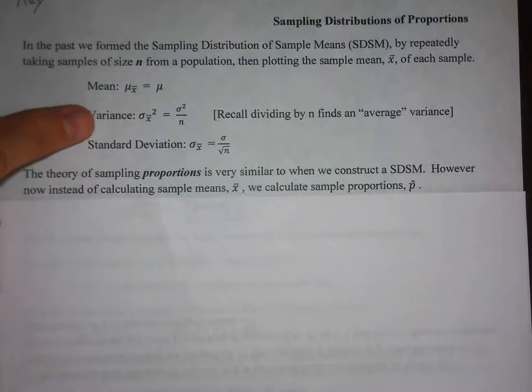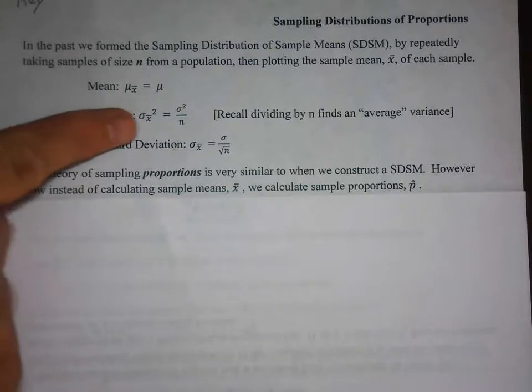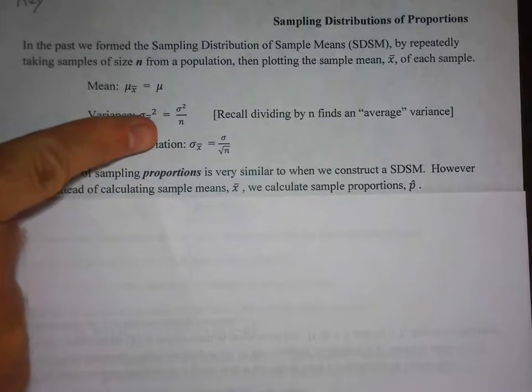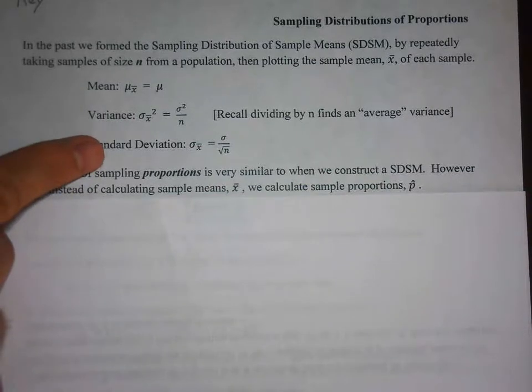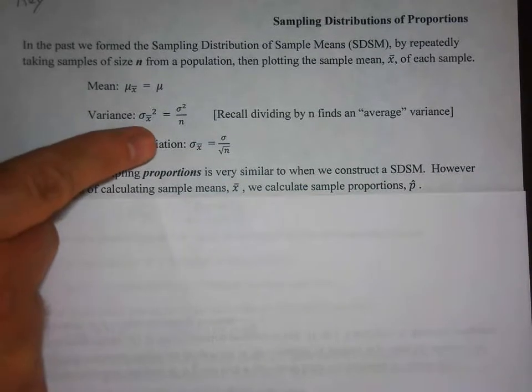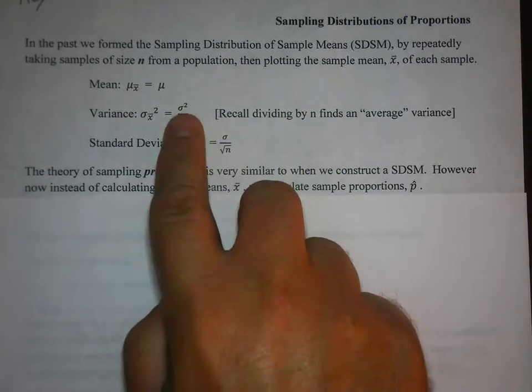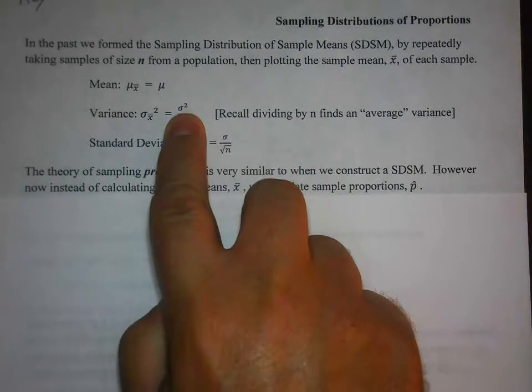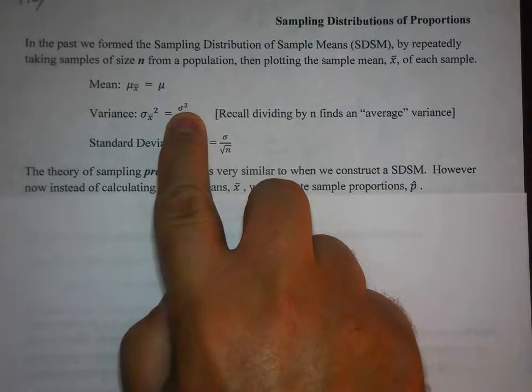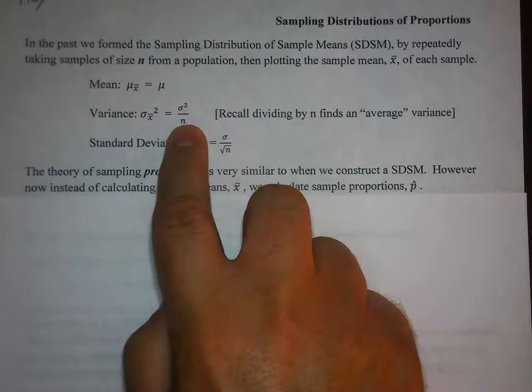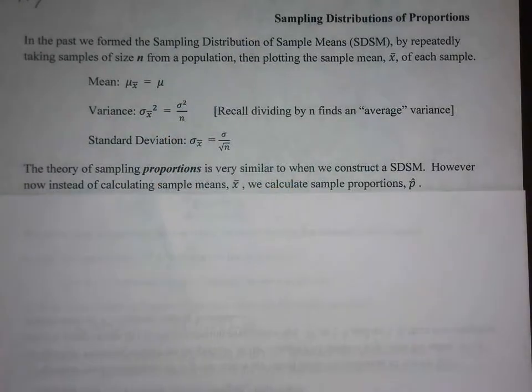The variance of the sample means is sigma squared over n. And then the standard deviation was the square root of that variance. Now I want to point out that the variance of a population is just sigma squared. When you divide by the n, you can think about that as taking an average variance.